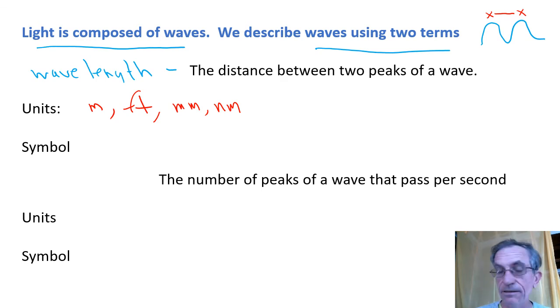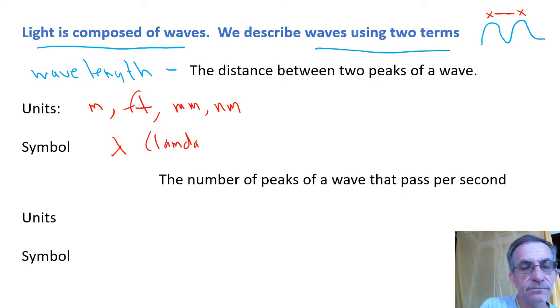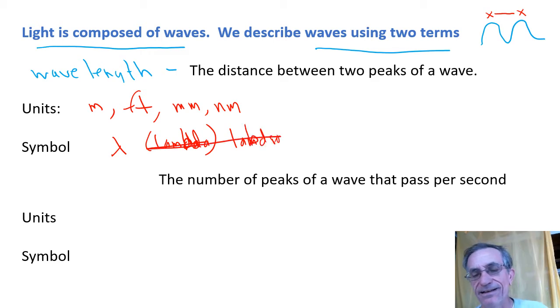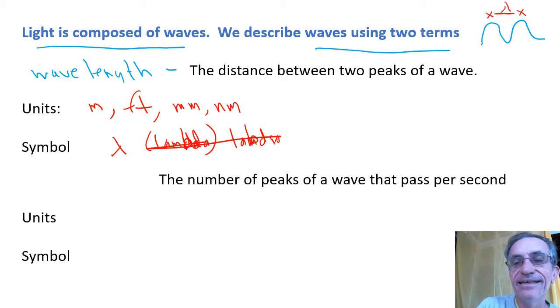Now, just like there's always a unit, in chemistry we love symbols. So the symbol for wavelength is a Greek letter. It looks like an upside down Y. It's called lambda. Lambda. It's a Greek letter, it looks like an upside down Y. All right, so this distance is lambda. So that's that upside down Y right there.